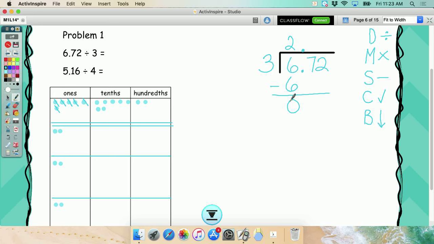I have to check something. See the check mark? What do I check? Your answer. No, good try. The remainder. Is my remainder less than the divisor? Yes. So I can bring down the 7. Okay, it's all right. This is a review. Now I'm ready to look at the tenths column.